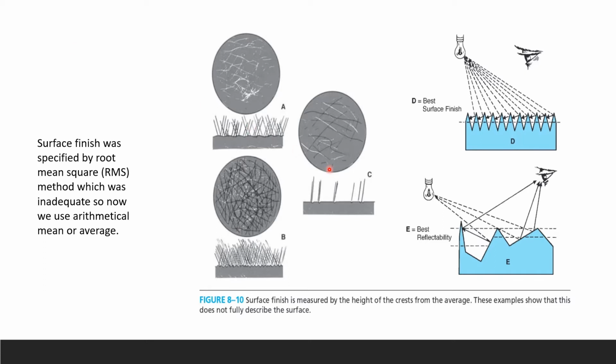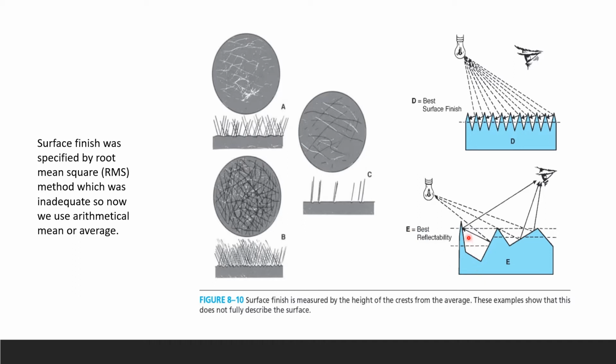Surface finish was specified by RMS, we call that, and that's nothing but your root mean square. And that method is definitely inadequate. So now we use the arithmetical mean or average. So here surface finish is measured by the height of the creases from the average, and these examples show that this does not fully describe the surface. So here A, and then B, and then C. And you can see the reflective surface right there.